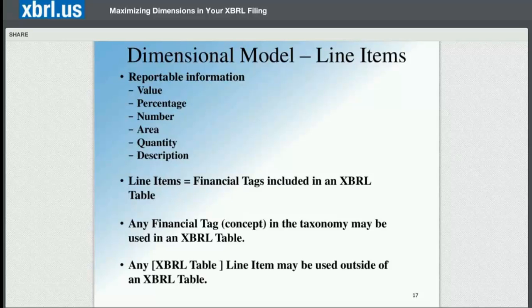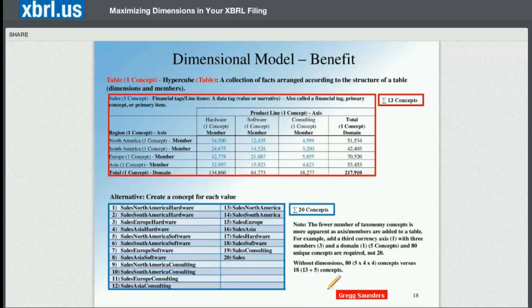A duration is any segment along that timeline. So if the timeline is 1908 to March 31, 2014, any individual segment, like the 3 months ended March 31, that's a duration. So a duration is a segment on the timeline, and the timeline is the entire timeline, the culmination of all duration. Okay. Any financial tag can be used in a table. It's called a line item then. Any line item can be used outside of a table, and it's called a financial tag. They are synonyms. They are data tags, primary concepts.